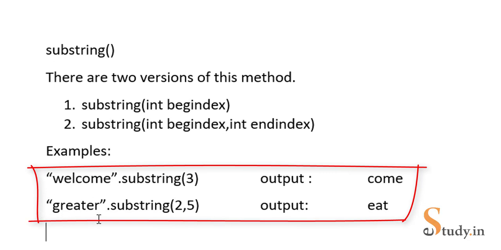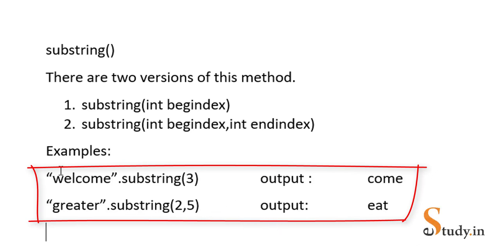Now let's understand the second version of the substring method. Here we have greater dot substring 2, 5. The first number is the beginning index. That means starting from the second position, we will extract the characters till 5 minus 1. That means the fifth position is not inclusive here. The ending index is not inclusive. So it will extract the characters at the 2nd, 3rd and 4th positions. This you have to remember: when we mention the beginning index and the ending index, the beginning index is included but the ending index is not included.